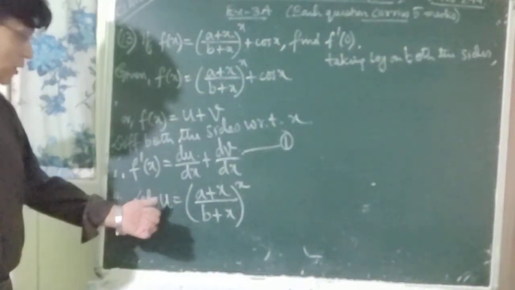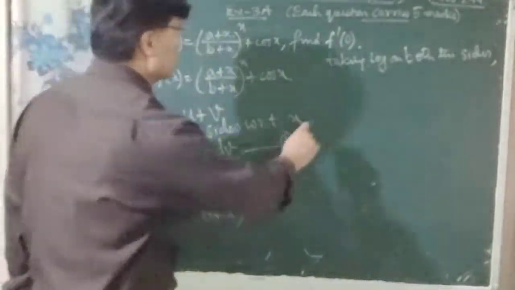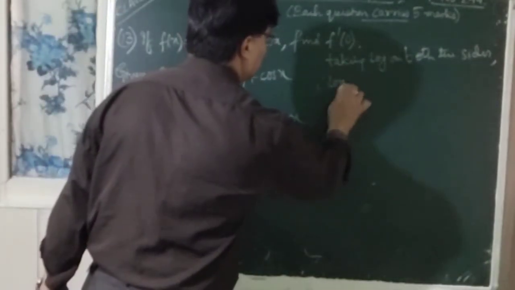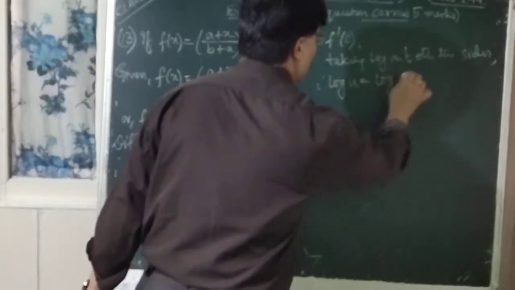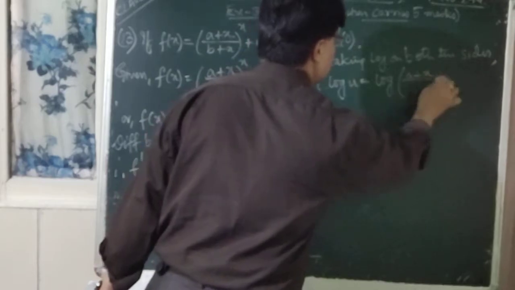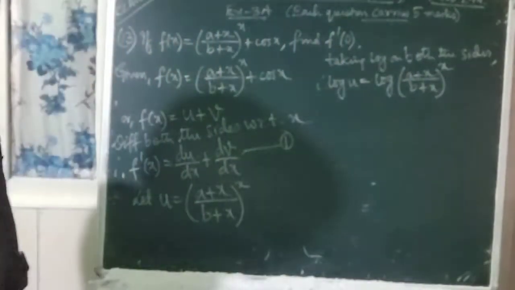Okay, so if you take log on the left hand side, you should take log on the right hand side also, right? So this is log u. So log u is equal to log of a plus x divided by b plus x whole to the power x.